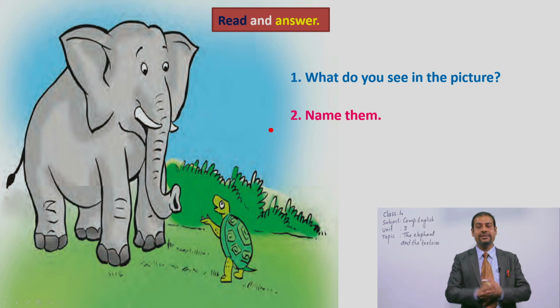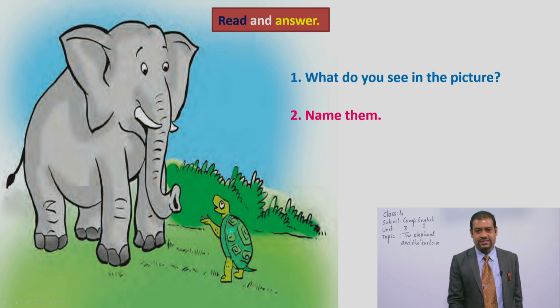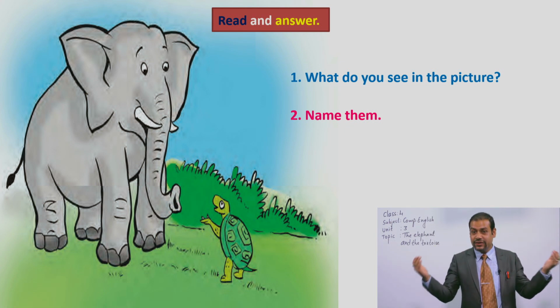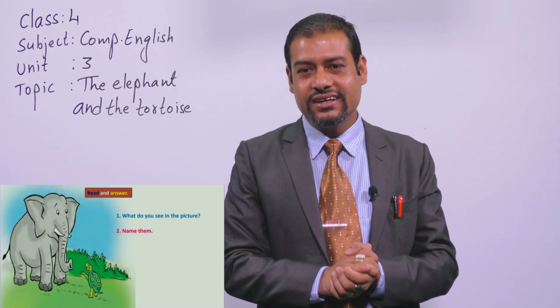Which one is bigger here, dear students? Yes, you are very correct. The bigger one is elephant. Then which one is smaller? Obviously, this is the tortoise, okay? And do you think they can be best friends? Can they be good friends or not? Yes, they may be, okay?